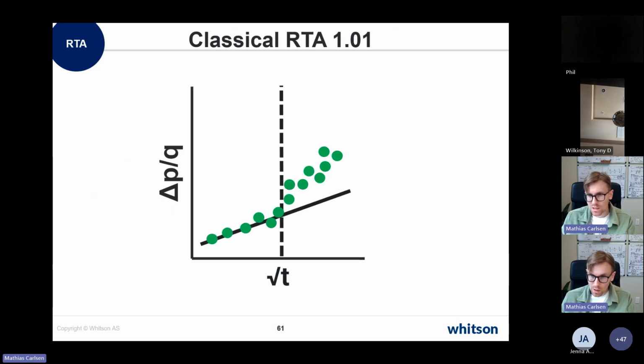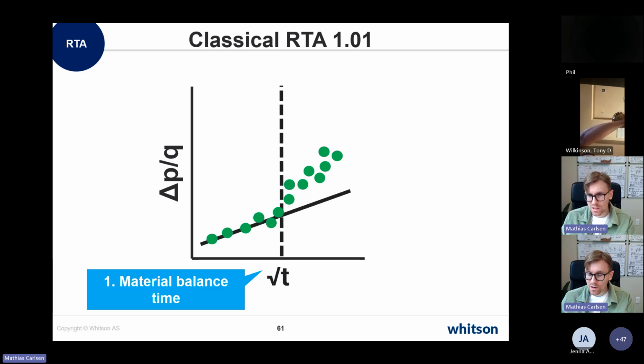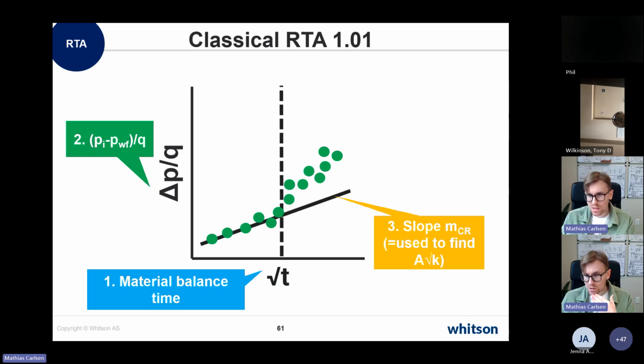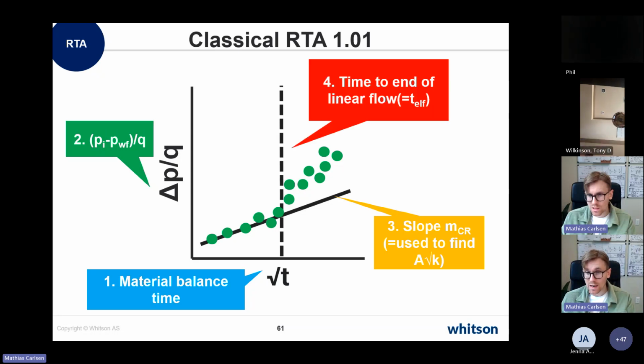If you look at this plot again, we'll see that typically the way we do RTA, we plot the so-called square root of material balance time. There are a couple of other options as well, but we'll talk about that later. We plot that versus rate normalized pressure. We generate a slope. That slope gives us the A root K. And then the time to linear flow is what gives us the size of the tank. So we're going to try to break down all these pieces a little bit more in depth, and we're going to start with material balance time.